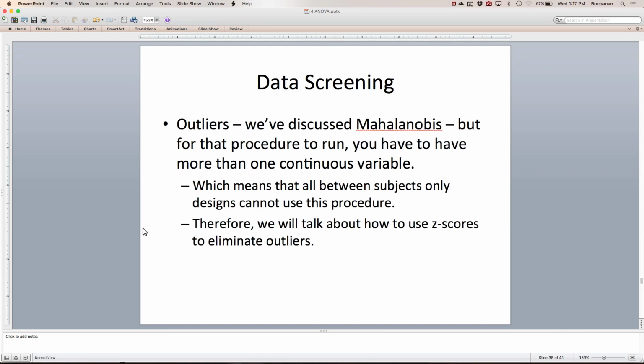For outliers, we run into a problem. So what we discussed was Omnibus. But for Omnibus to run, you have to have two columns at minimum. So if we do all between subjects, there's one column. There's one DV. Okay. So we have to do something else. So we'll talk about z-scores when we get to that specific problem.